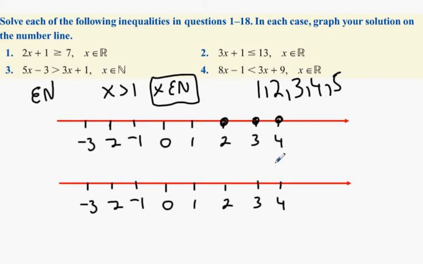The next thing I'm going to say is, what happens when I put greater than or equal to in here? What happens then? The 1 is then included. Does that make sense? So the 1 is included when greater than or equal to comes into play.